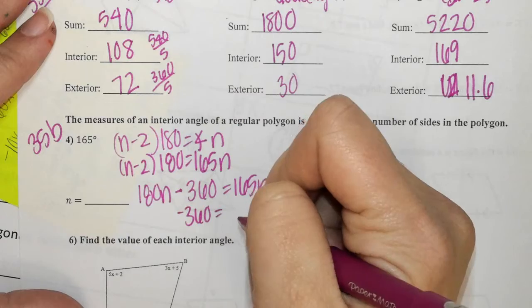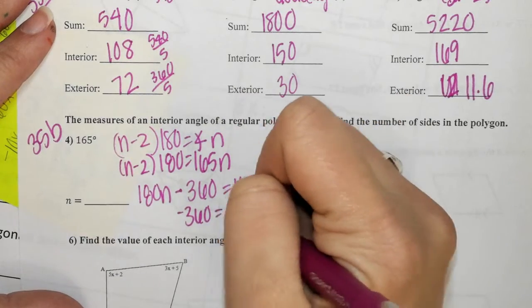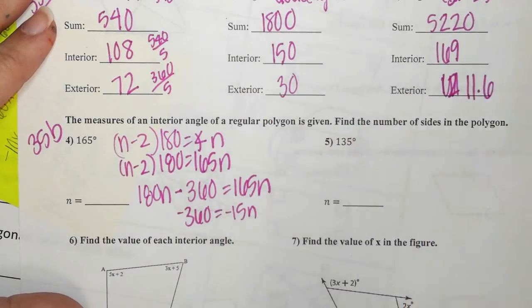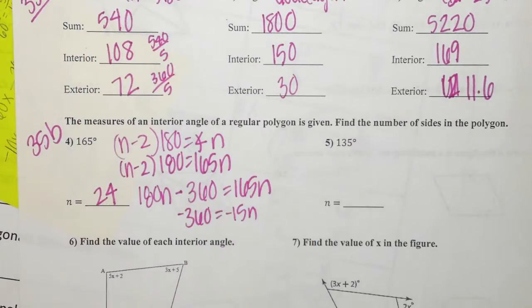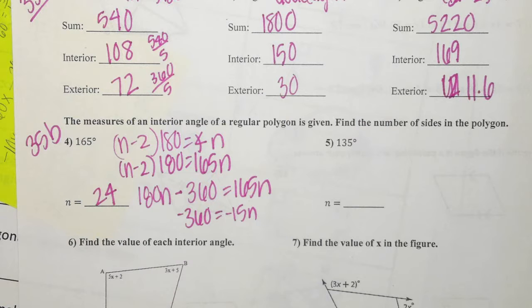And you get negative 360 equals negative 15n. And n equals 360... No. Oh, 24. Did anybody get that right? Yes. Great job. Take a point. I didn't do that, but I got it right. That's fine. What did you do?